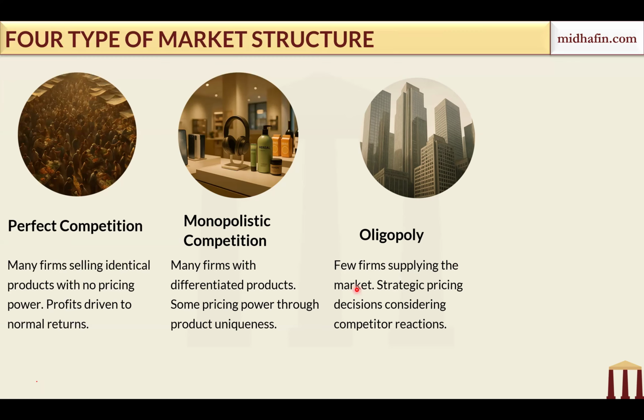Okay. And of course, since each firm is large, their pricing decisions and their output decisions will actually affect each other. Okay. So the strategic pricing decisions will have to be anticipated, considering the reactions of their competitors. That is important. And that is why oligopolies actually create, you can say, either stable prices or price wars.